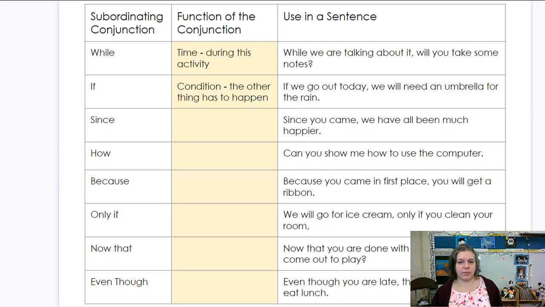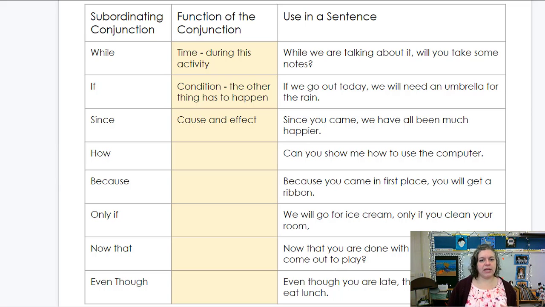So if is our next one. "If we go out today, we will need an umbrella for the rain." So it's a condition. So the other thing needs to happen. You have to go out to need the umbrella, because if you don't go outside, then you won't get wet anyway.